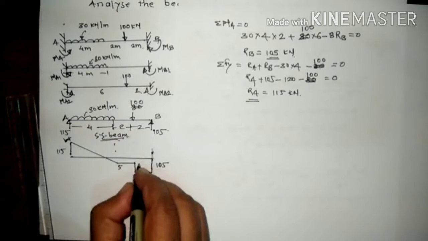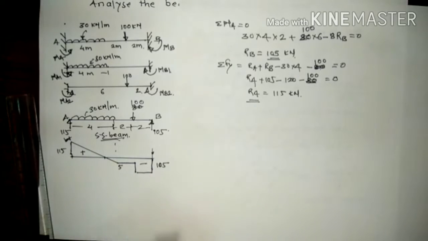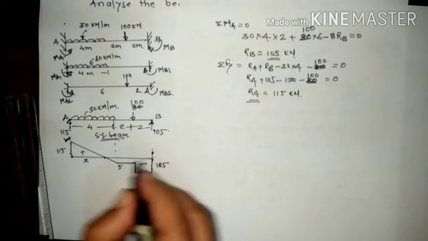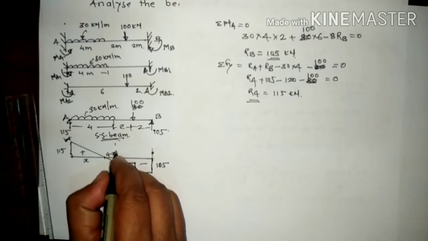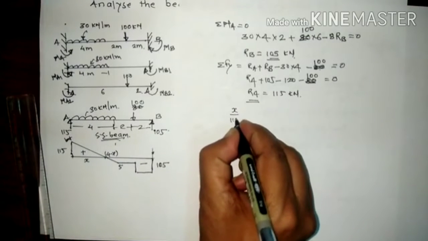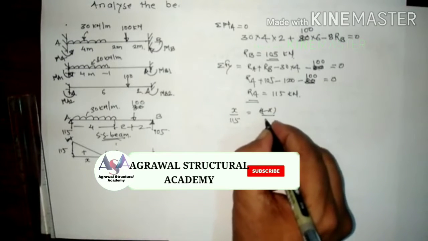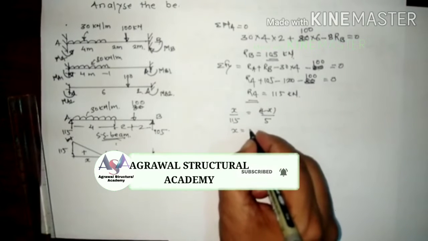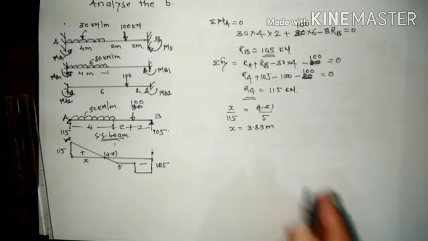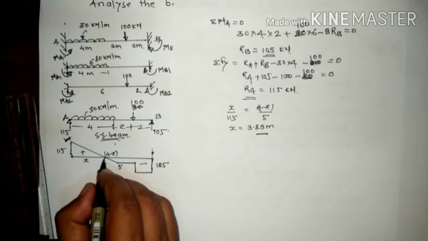This is the 5, this is minus, and this is the plus. So again we got this contraflexure point here. So if we find the distance, suppose this is x and this is 4 minus x. So x divided by 115 is equal to 4 minus x divided by 5. So this x becomes 3.83 meter. Okay, so again we got one point where the bending moment is maximum, where shear force is 0.